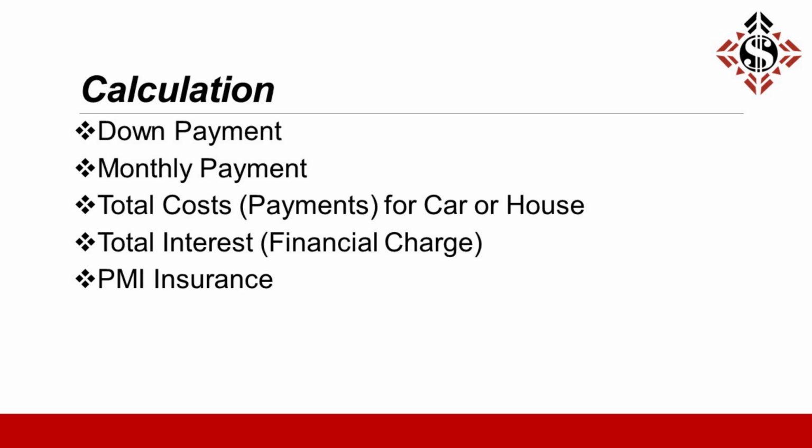We also learned how to calculate the borrowing costs. In this unit, we learned how to calculate down payment, monthly payment, total costs for car and house, total interest, and PMI insurance. This ends this overview for Unit 4.